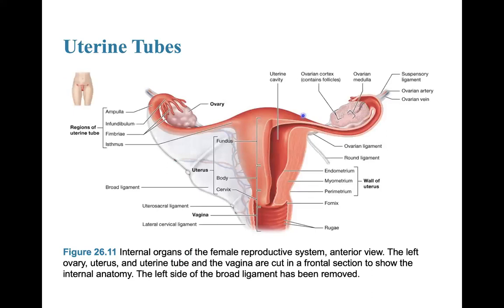And this is actually kind of a poor picture, but here you can see the ovaries. Here's the ovarian ligaments. And then this would be the uterine tubes here. This image is a poor picture because it actually shows like the ovary is directly attached to the uterine tube, and it's not. There's a separation there.